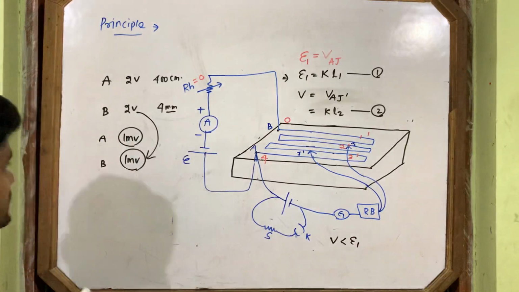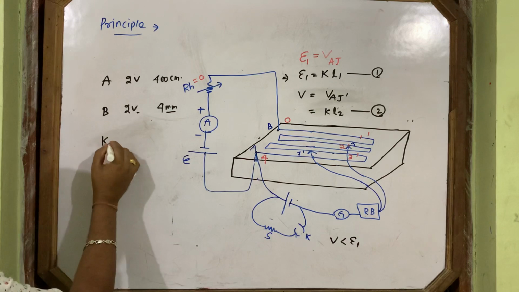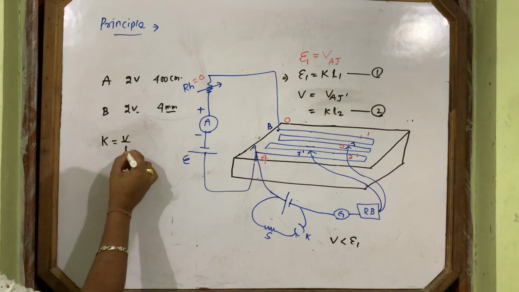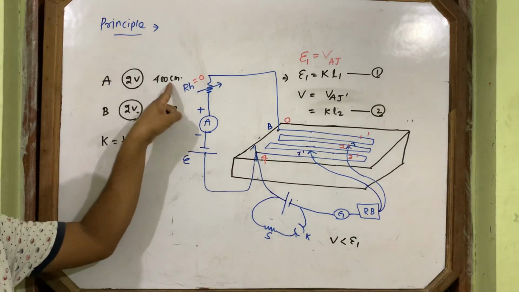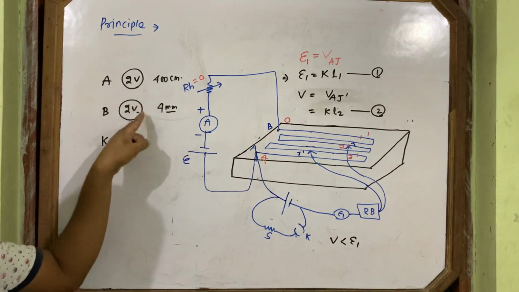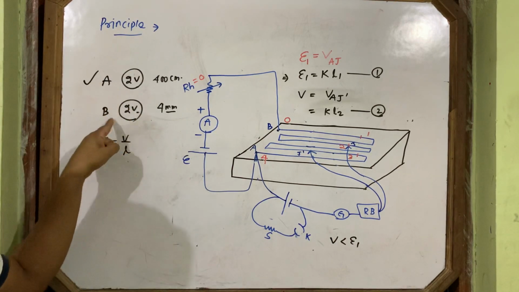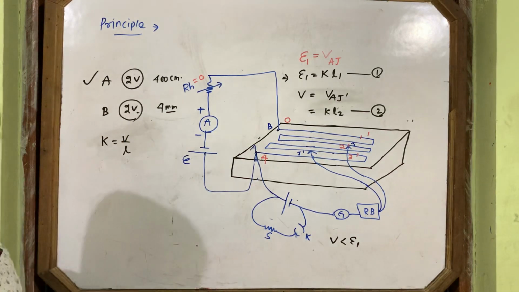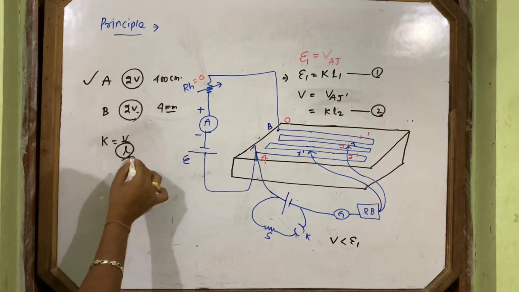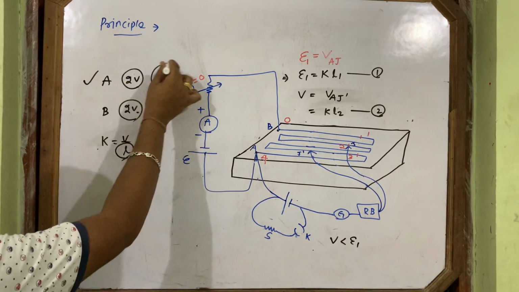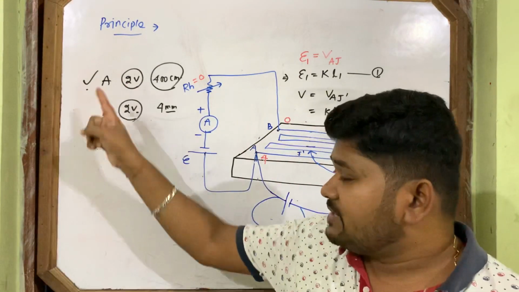But mathematically, let's do one thing. For both potentiometers, calculate the potential gradient. K is V by L. V is the same for both, but L is more here, L is less here. For which potentiometer is K less? Because V is constant, L more means K less. L is more for this one, so K is less for A. And A is sensitive, I have told you.